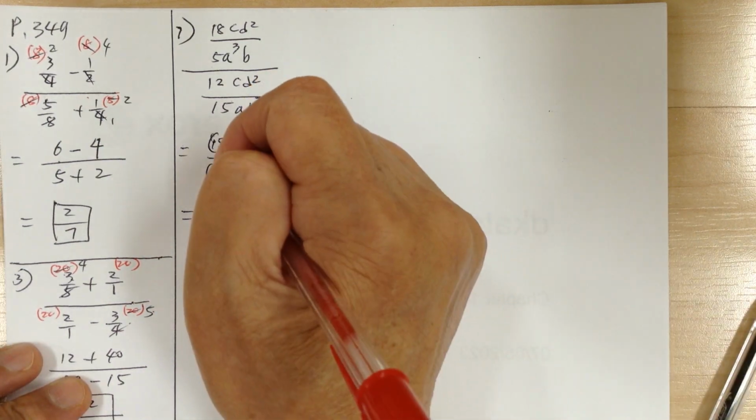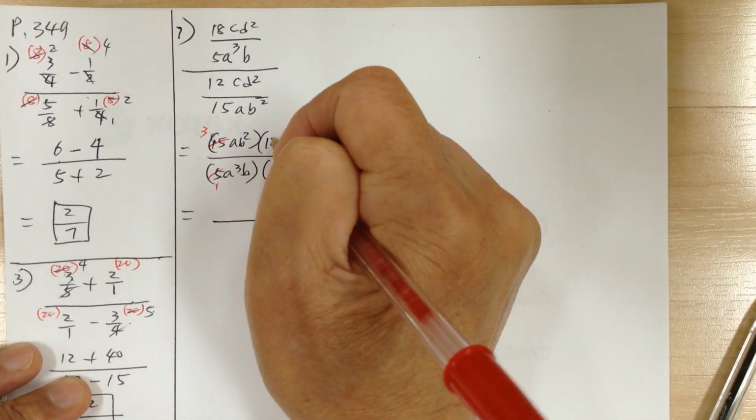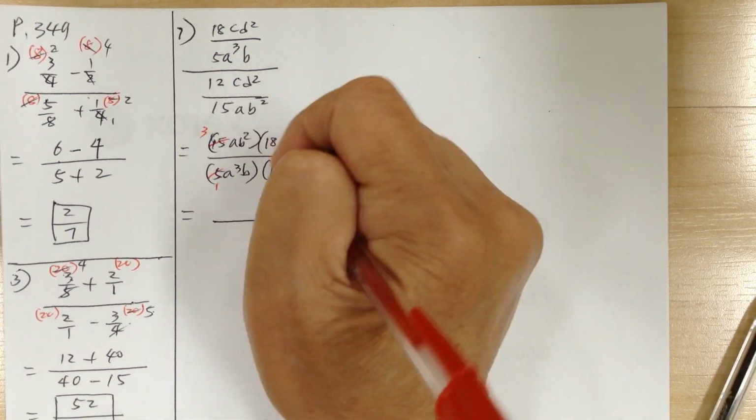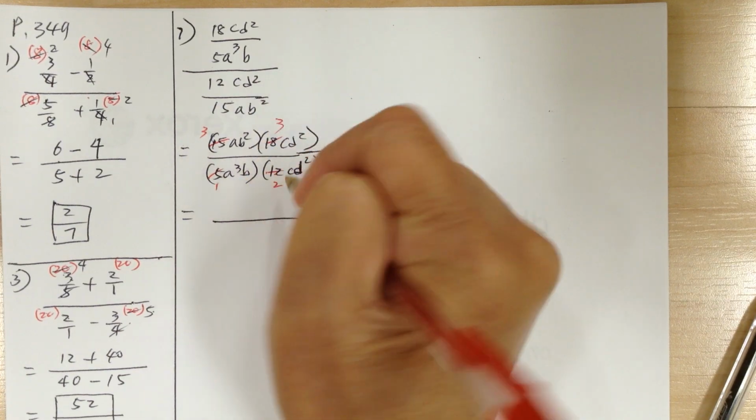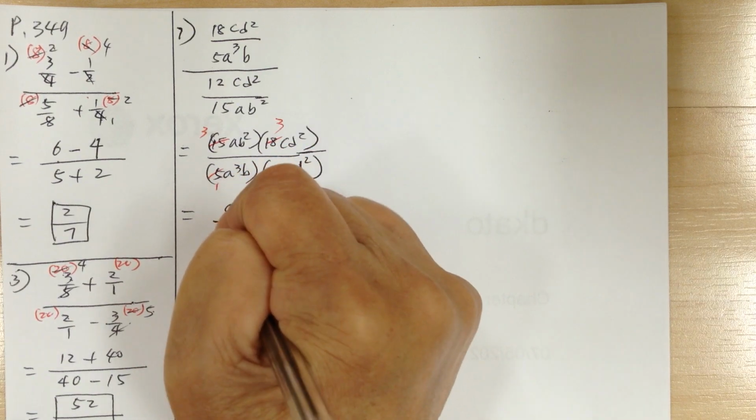Okay, so 15 and 5 cancel, you get 1 and 3. And 12 and 18, you can divide by 6, so it'd be 3 and get 2. Okay, so I'm going to write my numbers before I forget. So it'd be 9 over 2.